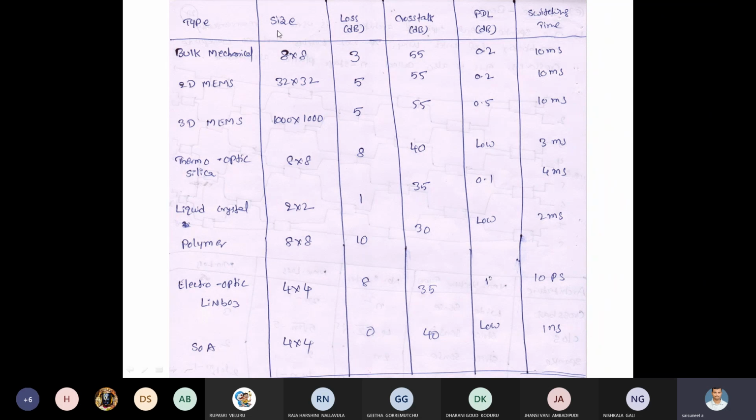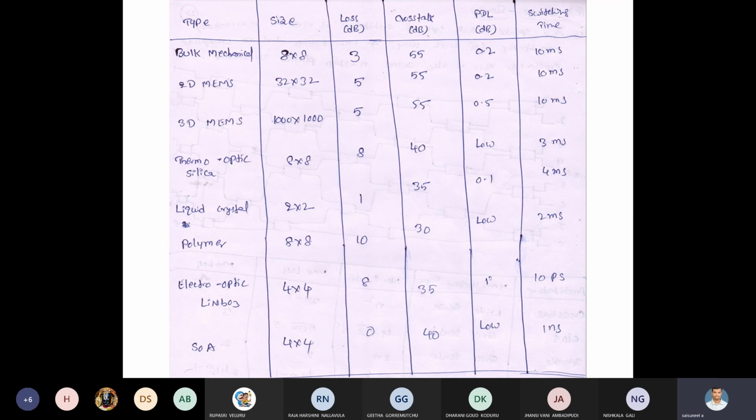First parameter is the size. What is the size of the optical switch technology? For bulk mechanical it is 8 x 8. For 2D MEMS it is 32 x 32. For 3D MEMS 1000 x 1000. For thermo-optic silica it is 8 x 8. Liquid crystal is 2 x 2. For polymer it is 8 x 8. Electro-optic is 4 x 4. For semiconductor amplifier it is 4 x 4. This is the exact size of the optical switch: how many inputs and how many outputs.